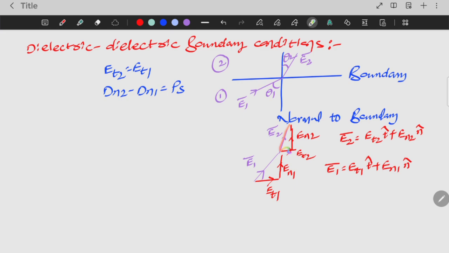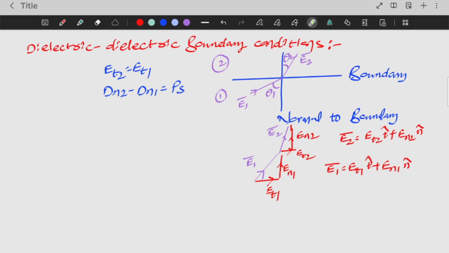Similarly, E2 bar can be split into two vectors. E2 bar is the vector addition of these two vectors: E2 bar is equal to ET2 into T cap plus EN2 into N cap. So T1 and T2 represent the tangential components with respect to the boundary, and N1 and N2 represent the normal components with respect to the boundary. Here you need to understand that the tangential and normal components are given with respect to the boundary, while theta 1 and theta 2 are defined with respect to the normal. These are the basic things you have to understand.